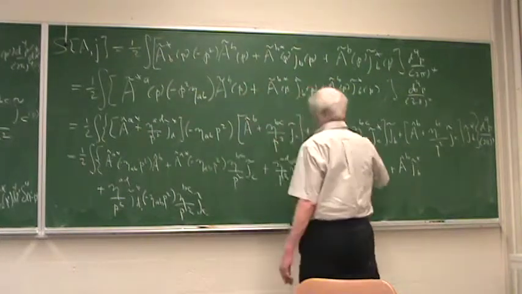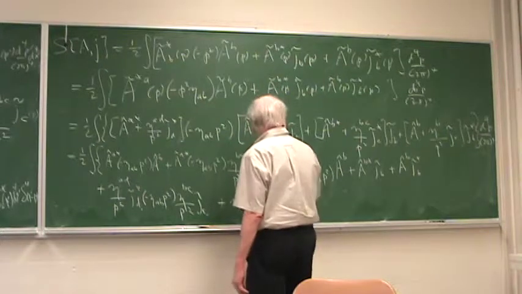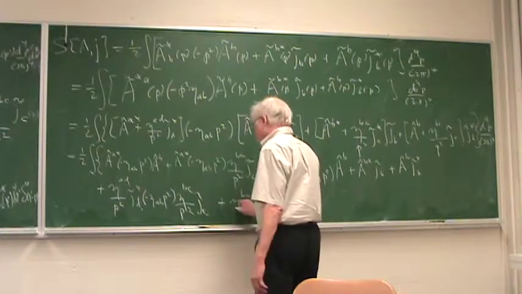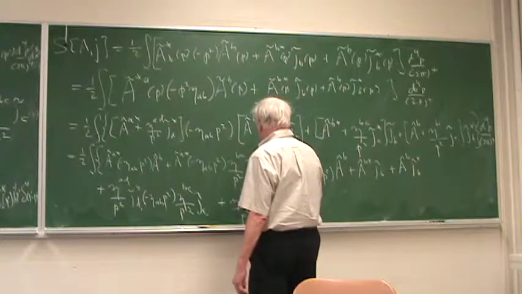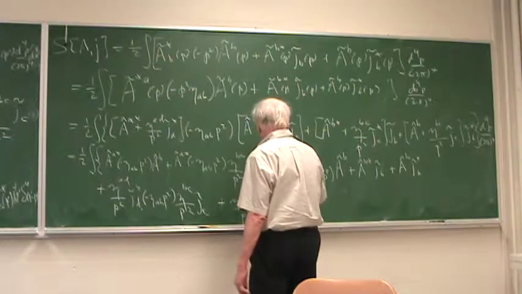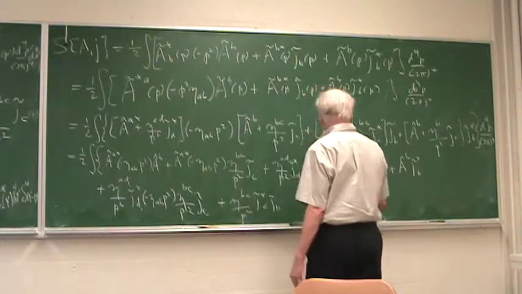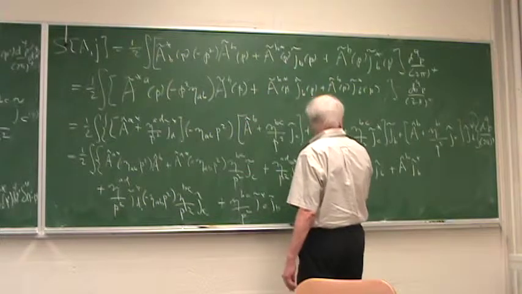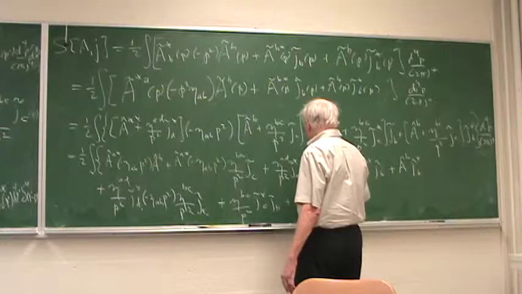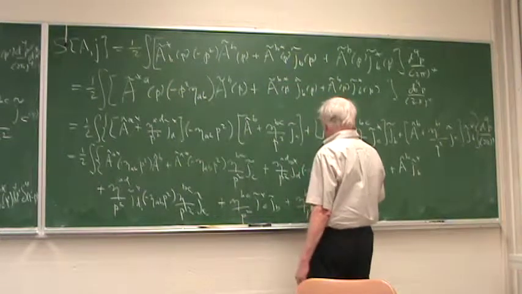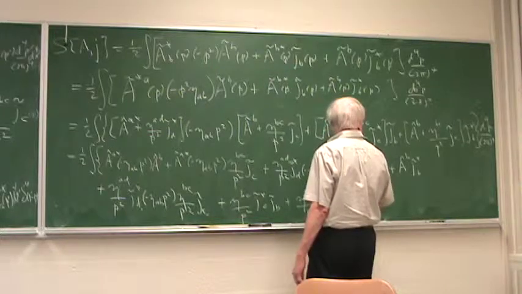And then we have this term, eta BC over P squared, J tilde star C, J tilde B. And then finally, and this is the last term actually, eta BC over P squared, J tilde C, J tilde star B.